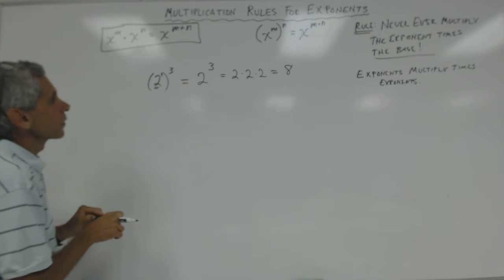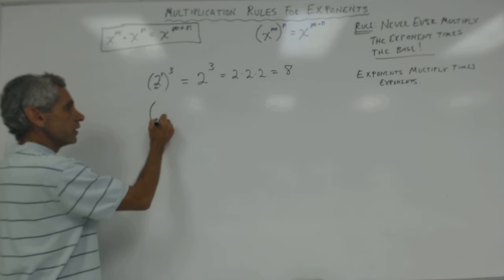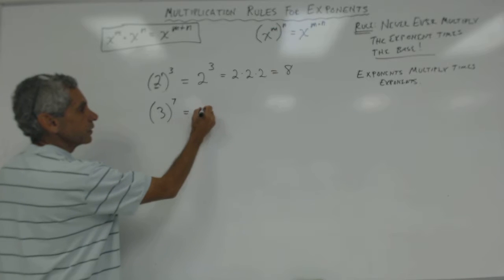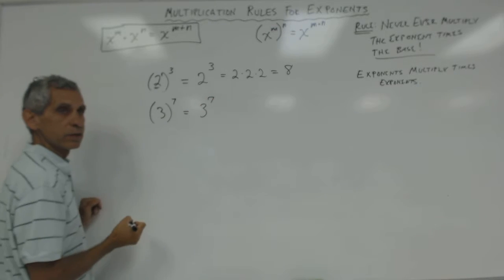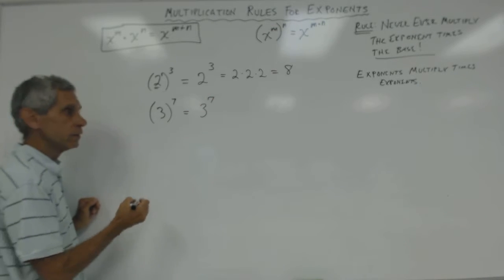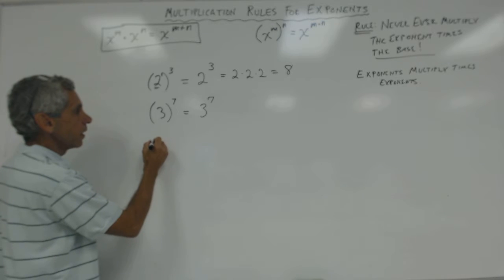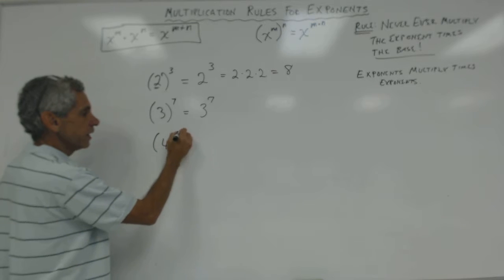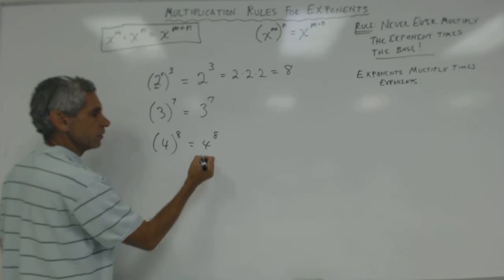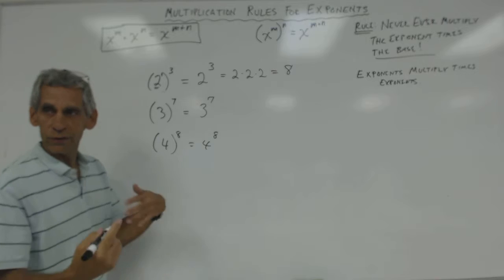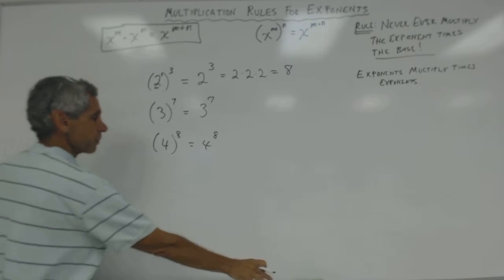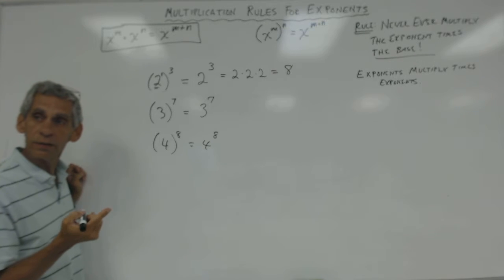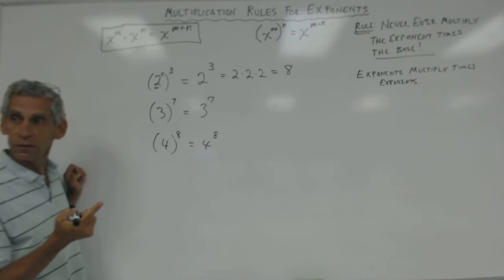Okay, so if I did 3 to the 7th power, I would immediately say 3 to the 7th, right? You with me? And if I said 4 to the 8th power, it would be 4 to the 8th, and I'd do 4 times 4 times 4 times whatever, right? Now, there's one case where you could do it wrong and get the right answer.